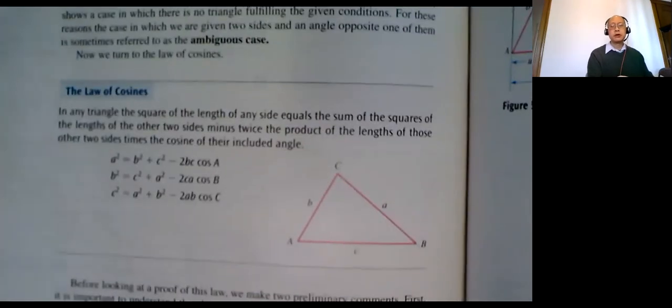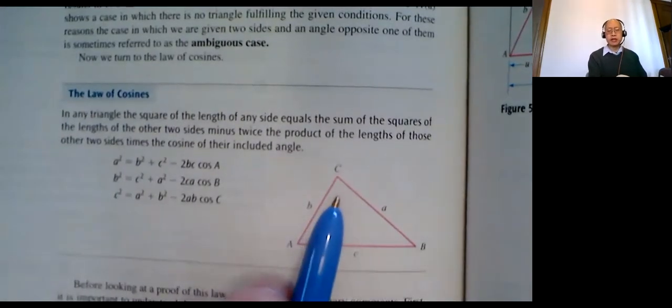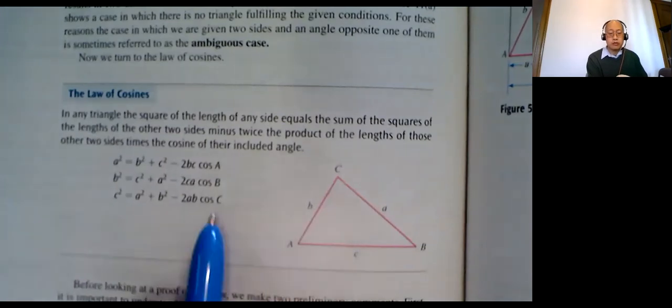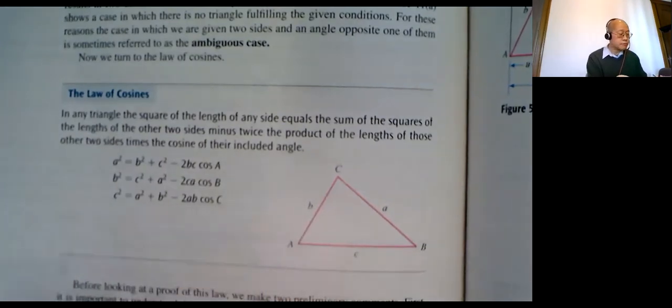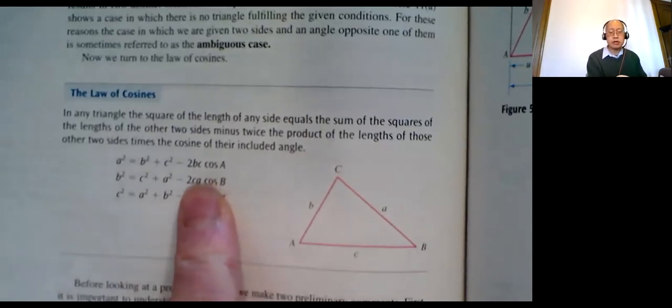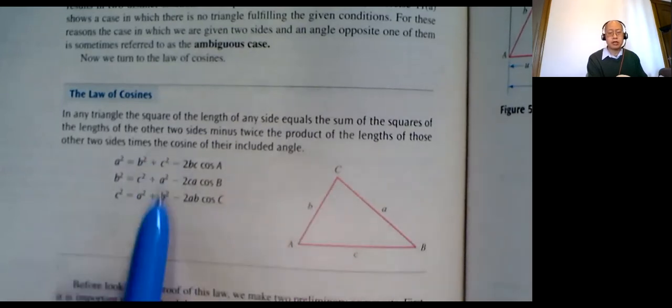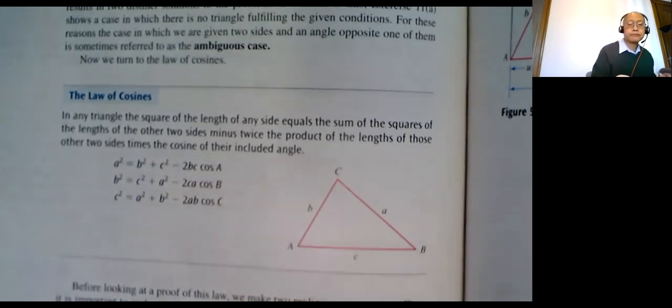Okay, I'll just say off to the side here. Suppose angle C is 90 degrees. It means you have a right triangle. Cosine of 90 degrees is 0, which wipes all this out, and you have your Pythagorean theorem: C squared equals A squared plus B squared. So you can think of the Pythagorean theorem as a special case of the law of cosines, where angle C is 90 degrees, and equivalently for the others.